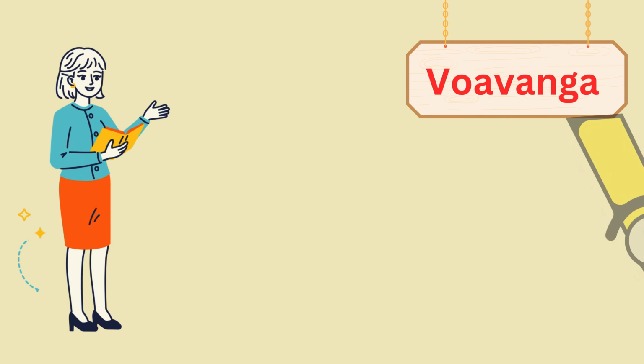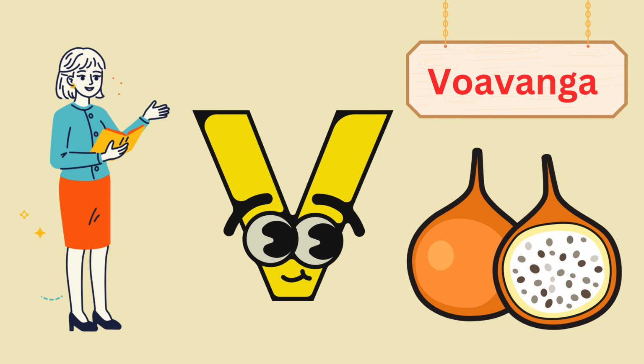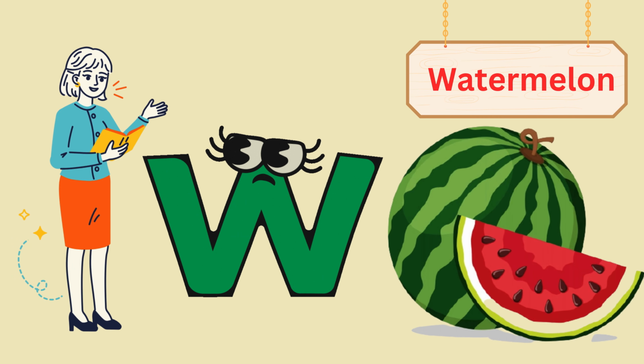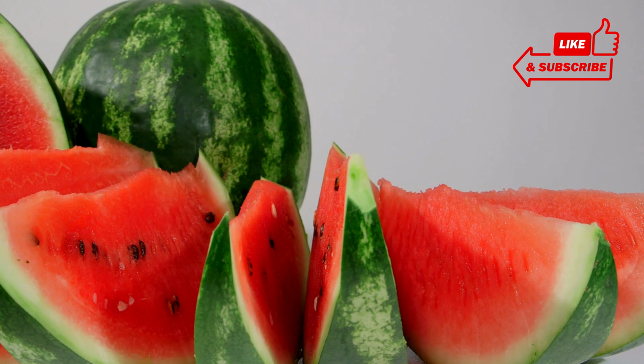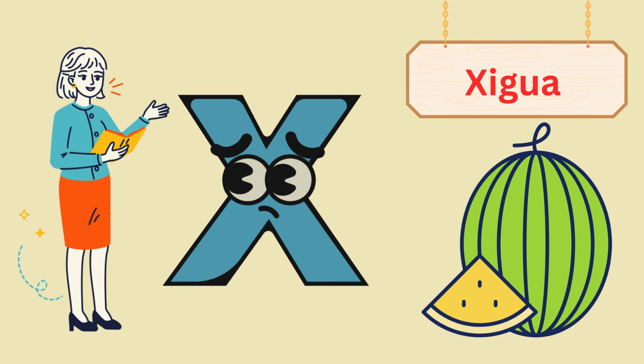V is for wavenga. Wavenga. V is for wavenga. W is for watermelon. Watermelon. W is for watermelon. X is for chicoa. Chicoa. X is for chicoa.